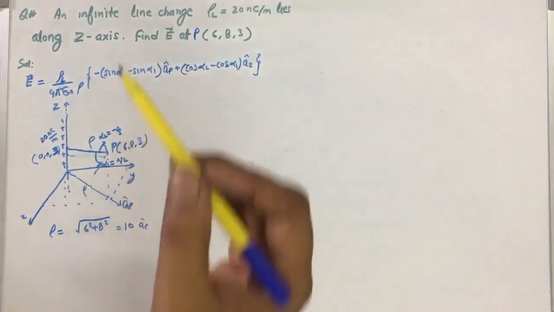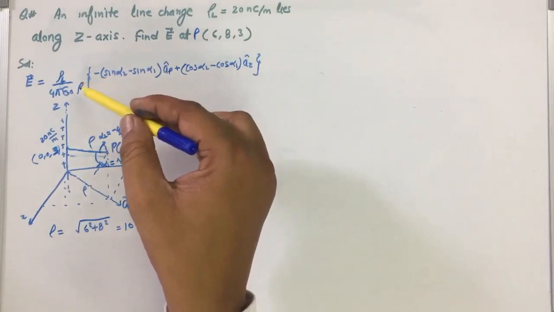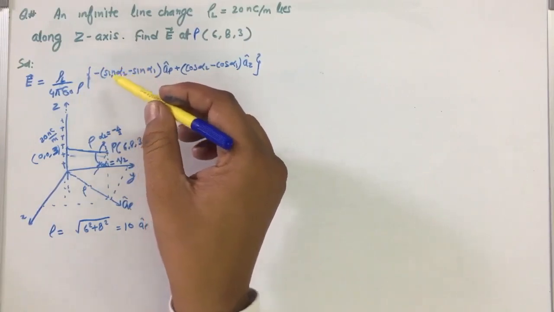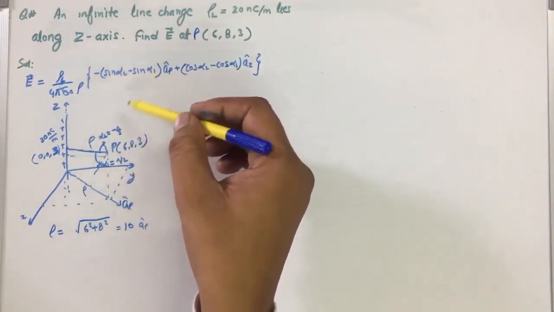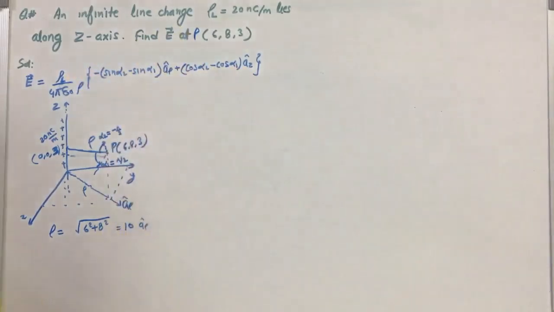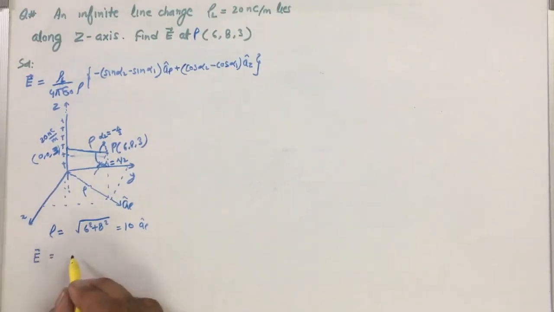So overall, the required parameters for finding the electric field intensity at this point are rho, which is 10, alpha 2 equal to minus pi by 2, alpha 1 equal to pi by 2, and rho L is already given. So for this problem, E is equal to rho L, 20 nano, divided by 4 pi epsilon naught. For the time being, don't put in the value.